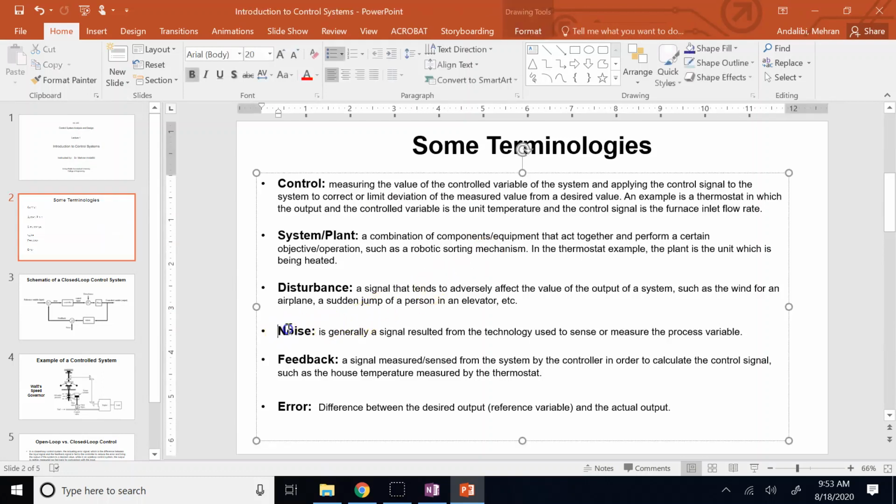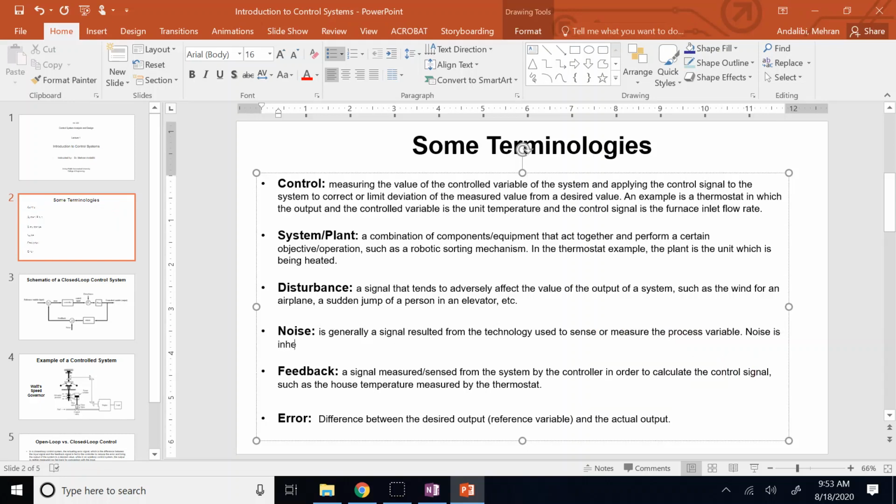By the way, one last thing, noise is typically not something that you can completely eliminate, okay? Let me add something for you. Noise is inherent to the sensor and is not possible to physically eliminate. So we cannot completely eliminate the sensor noise. The sensor will always have noise.